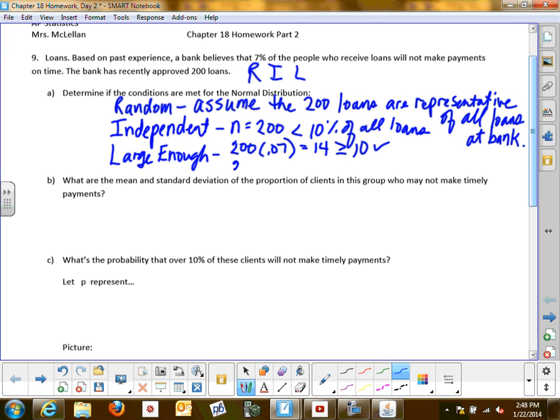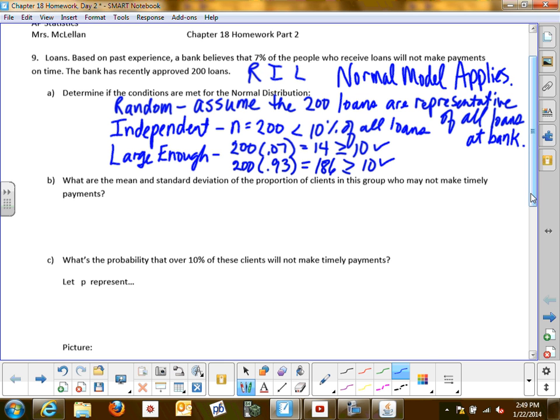And here we say 200 times the other 93%, which is the rest of the loans. So that's 186 of them, because 14 of them are going to default on average. And 186 is greater than 10 also. So we have clarified the conditions that need to be met. Some of those are assumed, so we're going to go ahead and assume that and say the normal model applies.